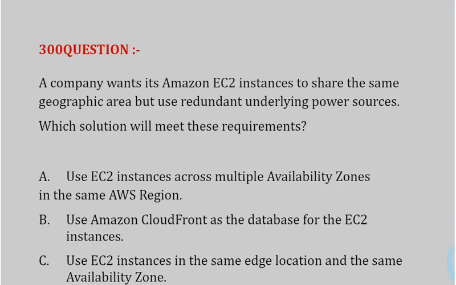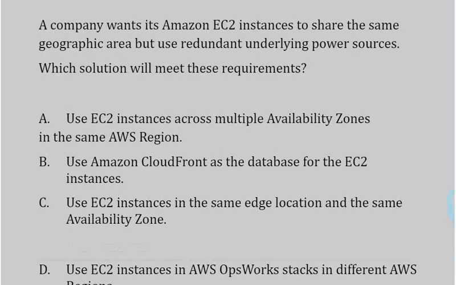Question: A company wants its Amazon EC2 instances to share the same geographic area but use redundant underlying power sources. Which solution will meet these requirements?